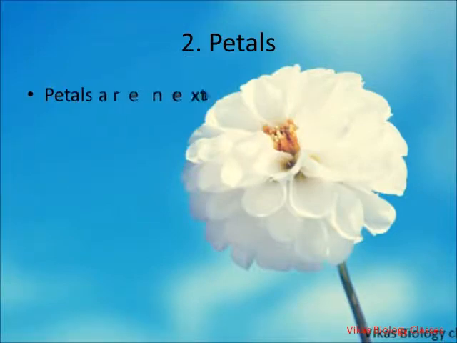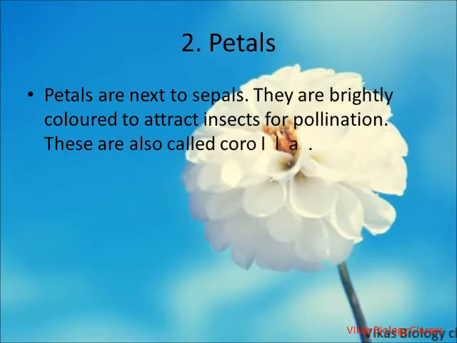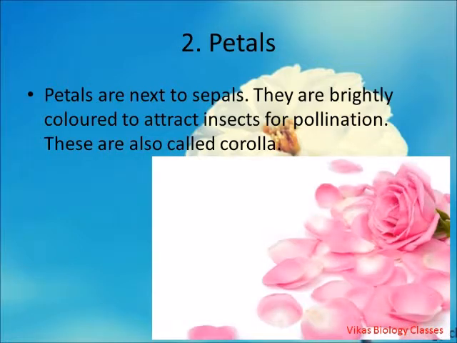Next is the petals. Petals are next to the sepals. They are brightly colored to attract insects for pollination. They are also called corolla.